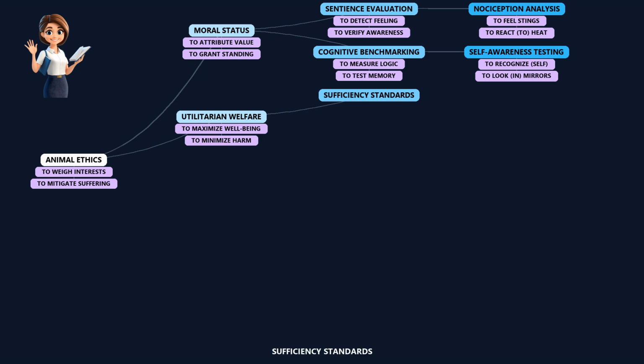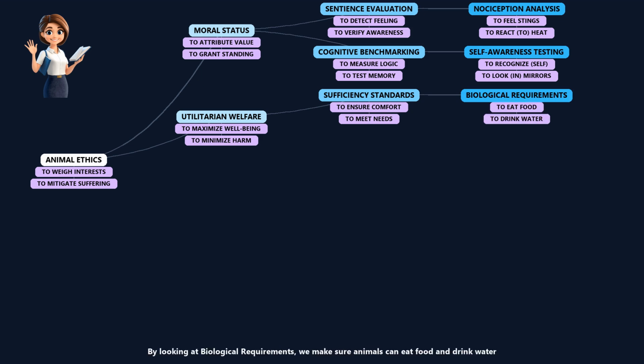Sufficiency Standards. Sufficiency standards are a core part of utilitarian welfare where we ensure comfort and meet needs for animals in our care. This involves making sure they have a soft bed and enough room to move. Biological requirements. By looking at biological requirements, we make sure animals can eat food and drink water whenever they are hungry or thirsty. To put it simply, we are providing the basic things they need to stay alive.